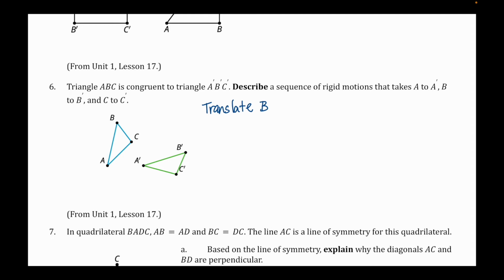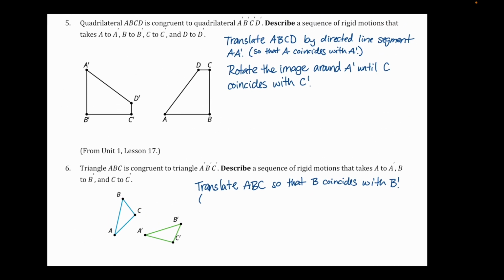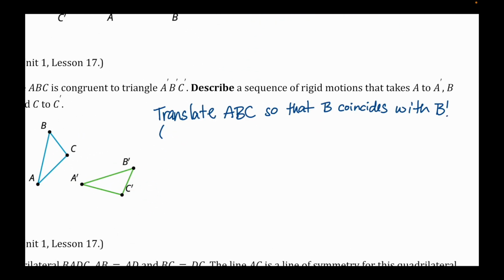I'm sorry, we want to translate not just B. We want to translate A, B, C, so that B coincides with B prime. The other way of saying this, just for transparency, is by directed line segment B, B prime.